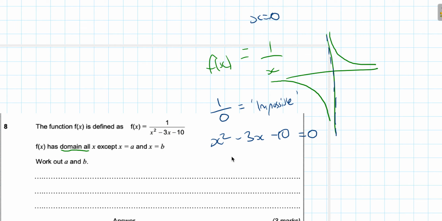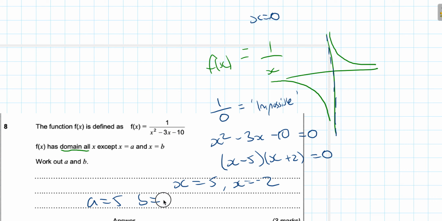From here, we can factorize our equation, so it's going to be x minus 5, x plus 2 is equal to 0. So therefore that's going to be when x is equal to 5 and x is equal to minus 2. And this actually gives us our result directly, where a is equal to 5 and b is equal to minus 2, or the other way around is completely fine.